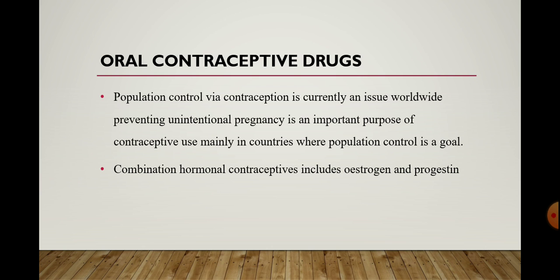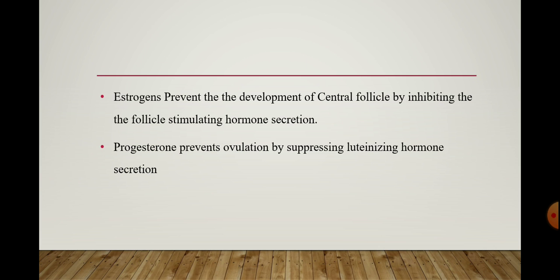So the combination hormonal contraceptive includes estrogen and progesterone. Estrogen prevents the development of the follicle by inhibiting the follicle stimulating hormone, and the progestin helps to prevent ovulation by suppressing luteinizing hormone secretion.